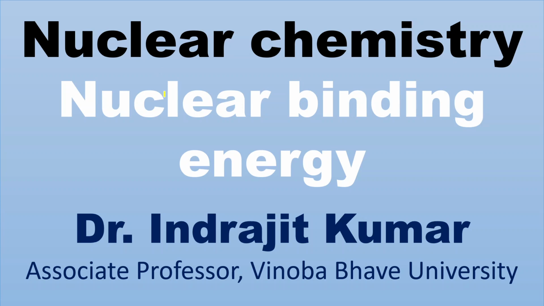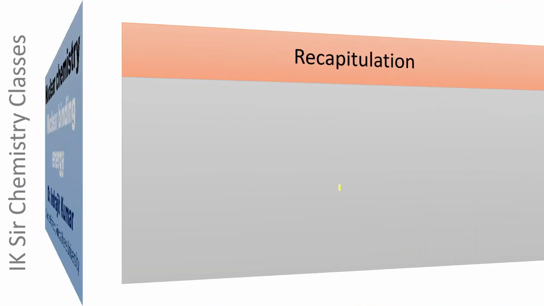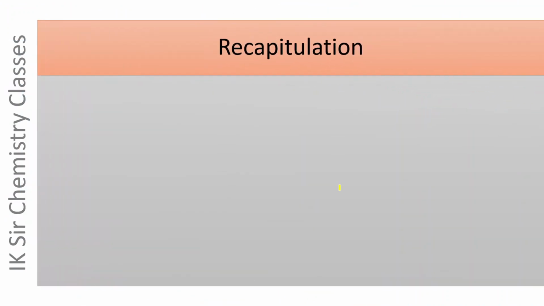Here we are in lecture number 3 on nuclear chemistry. In this video, we will discuss the nuclear binding energy and its implications in the interpretation of nuclear stability. Let us first of all recapitulate the main points discussed in the previous videos.